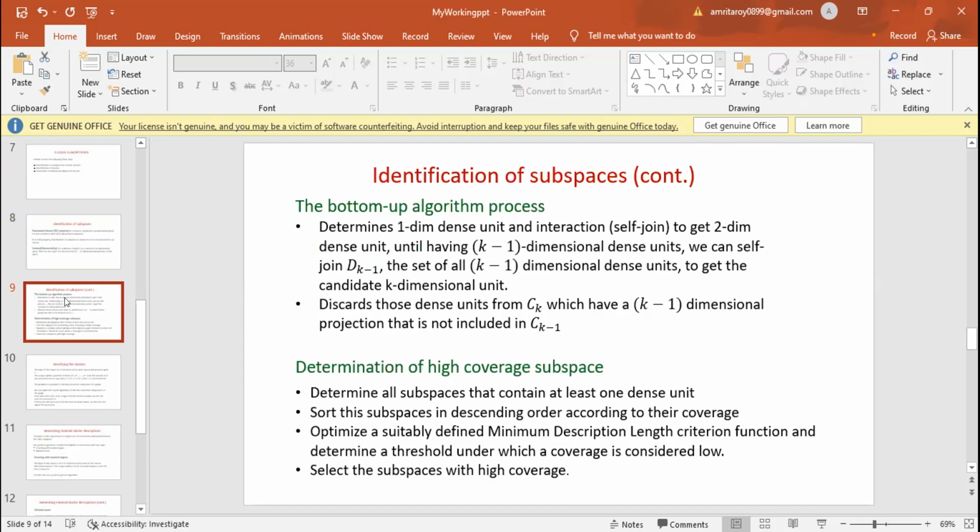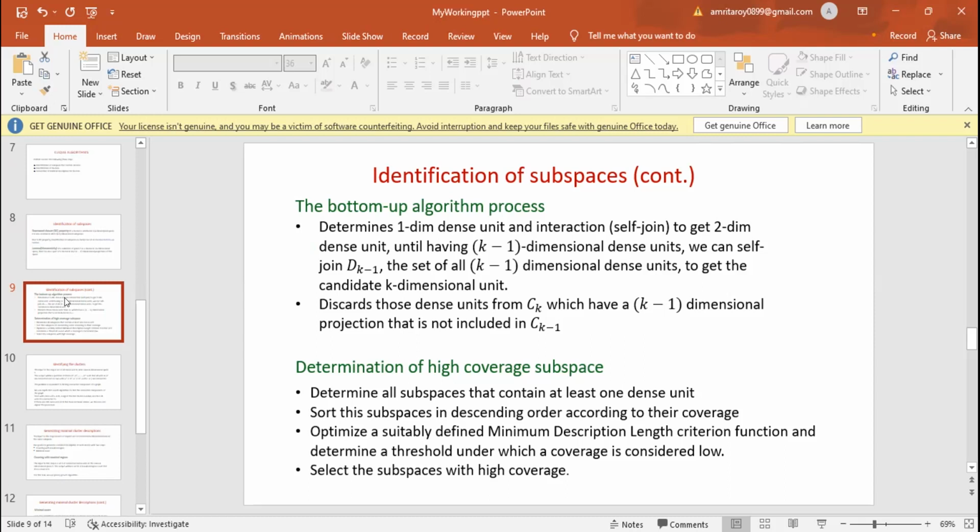Now, the bottom-up algorithm process determines one-dimensional dense units and intersects them to get two-dimensional dense units, until having k-1 dimensional dense units. We can self-join D(k-1), which is the set of all k-1 dimensional dense units, to get the candidate k-dimensional units. Also, the bottom-up algorithm discards those dense units from C(k) which have a k-1 dimensional projection that is not included in C(k-1).